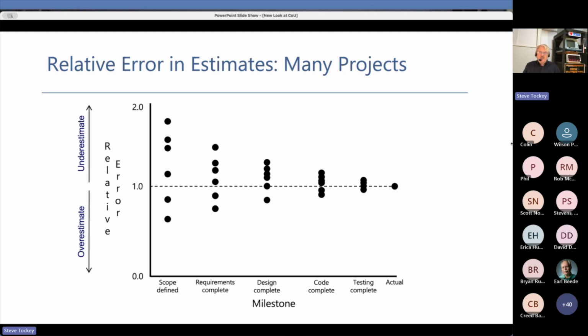It's just we would expect the dots to be more dispersed earlier in projects because we know less about the universe. The tendency should be for the dots to get closer and closer together as we go through the project.